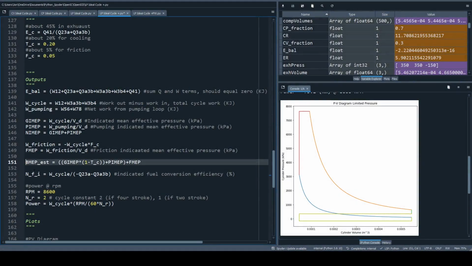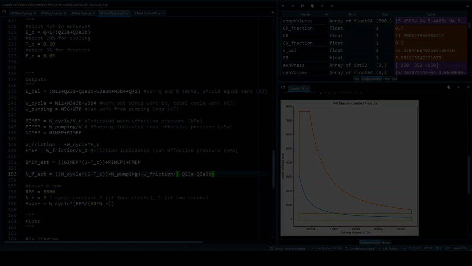Now we'll take a second look at fuel conversion efficiency, and we'll replace the code here. This is going to be our estimate of real fuel conversion efficiency, and you'll see again a similar format to the estimated BMEP term, just looking at work and heat in.